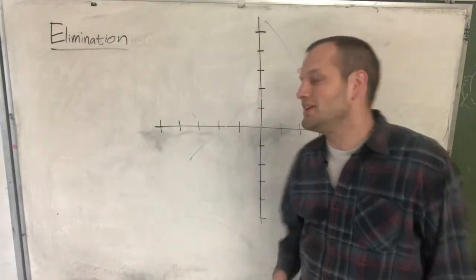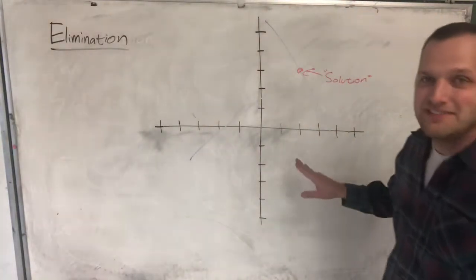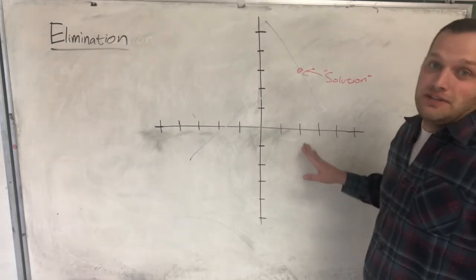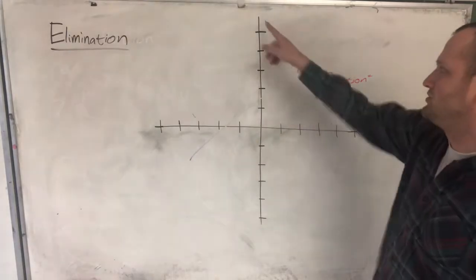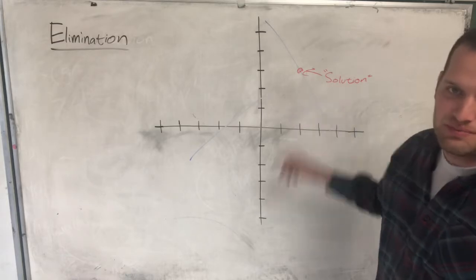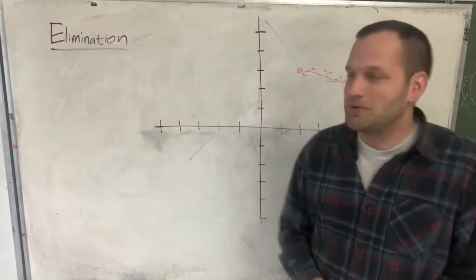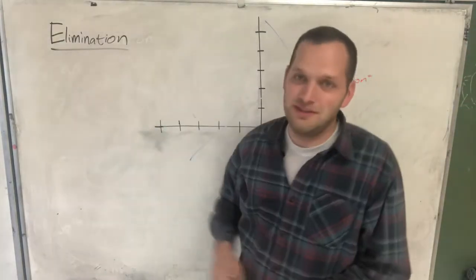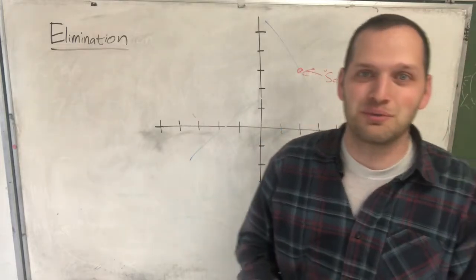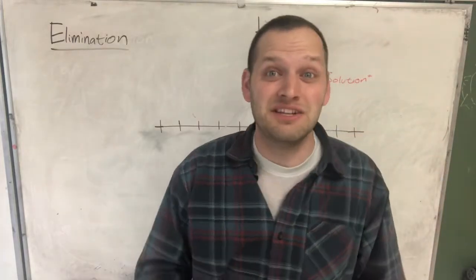So last week we were talking about graphing systems of linear equations. We would have two lines and where they cross would be the solution. Well, this week we're going to be working with a different method. Instead of graphing to find that point, we're going to use something called elimination.